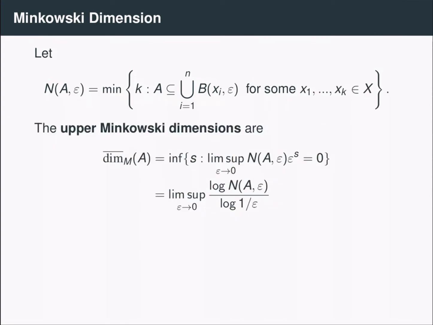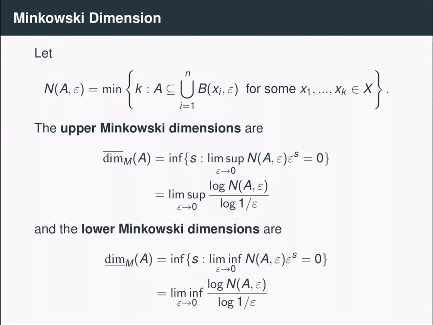So instead, Minkowski dimension is actually two different separate dimensions. The first is the upper Minkowski dimension. This is the infimum of all numbers S for which the lim sup of N_A(epsilon) times epsilon to the S is stable and equals 0. Alternatively, this is equal to the lim sup of log of the counting number over log of 1 over epsilon. And then similarly, you can define the lower Minkowski dimension as the infimal S for which the lim inf of these values is equal to 0. Or alternatively, you can define it as the lim inf of log N over log 1 over epsilon.